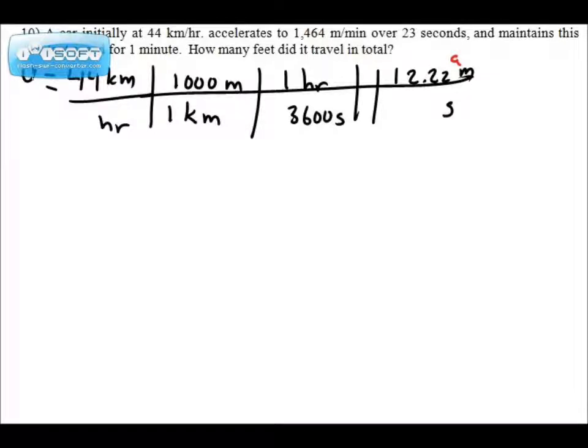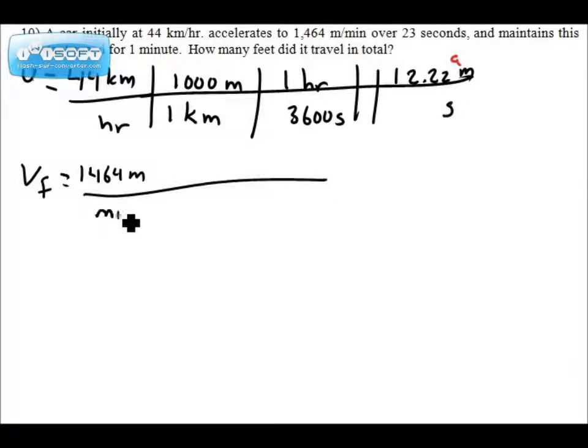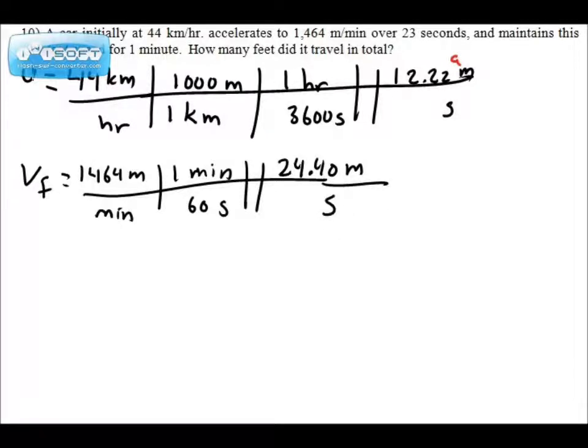What's happening next? It accelerates to 1,464 meters per minute. Now, fair enough, terminology will be confusing, but meters per minute is a velocity, so this means VF equals 1,464 meters per minute, and that is again, let's reconcile units, 1 minute, 60 seconds. That is going to be equal to 24.40 meters per second. And again, good little science student, we're going to put that into memory location B.